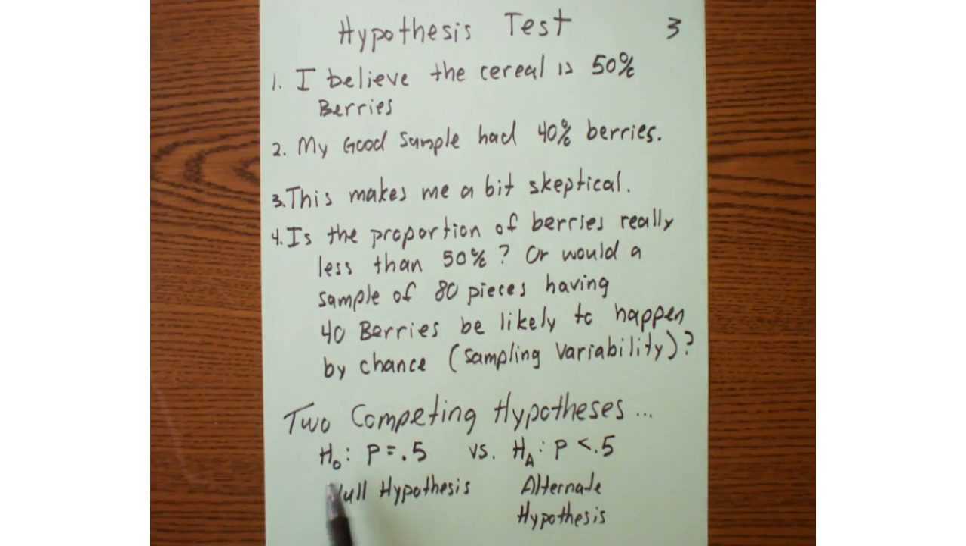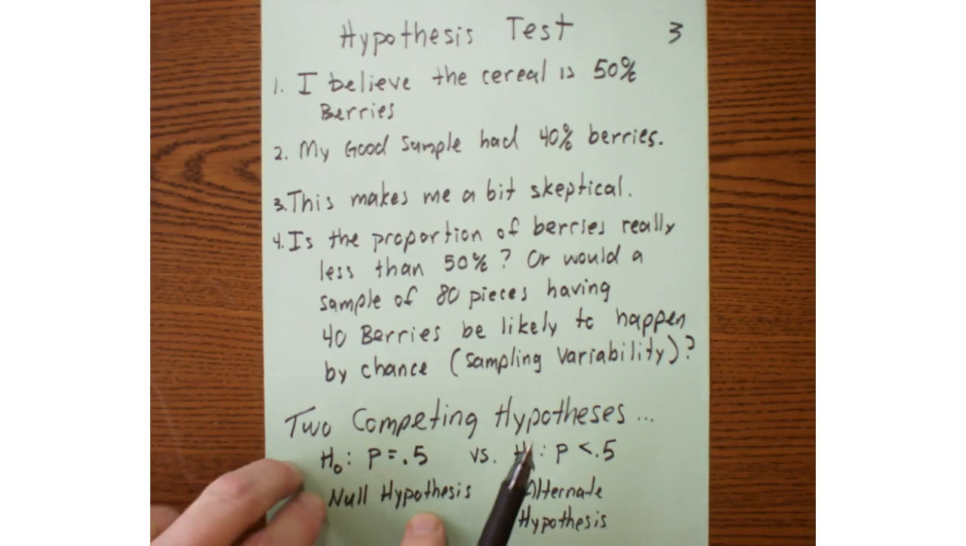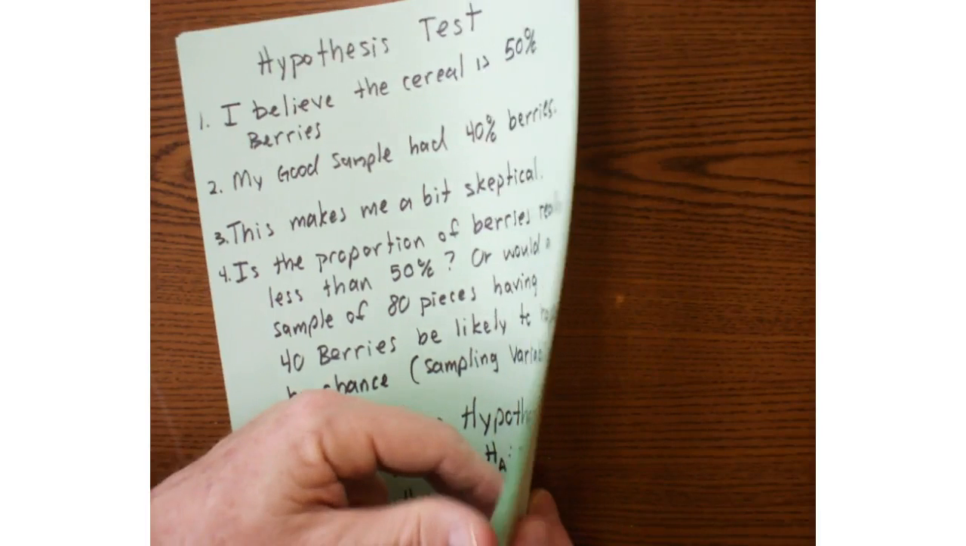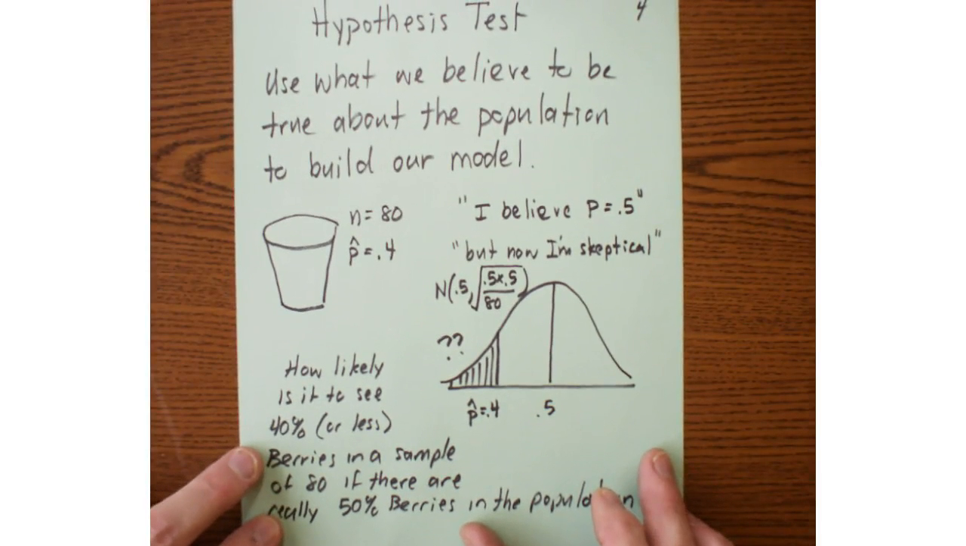My first one is the null hypothesis, which says that the population proportion is actually 0.5, just like I believed it to be. For my alternate hypothesis, in this case, I will go with what my sample suggests. Since my sample of 40% berries is less than what I believe my population proportion to be, since it's less than 0.5, I'm going to suggest that actually the proportion is less than 50%. That's my alternate hypothesis.